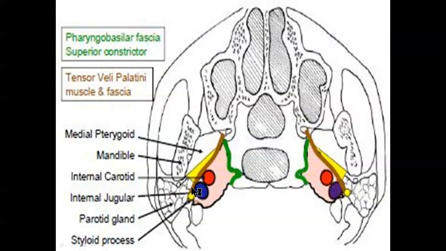Again, parapharyngeal space over here, and this is the post-styloid part, and here we can see internal carotid artery in the parapharyngeal space over here, and the location of this parapharyngeal space is medial to the medial pterygoid muscle over here.